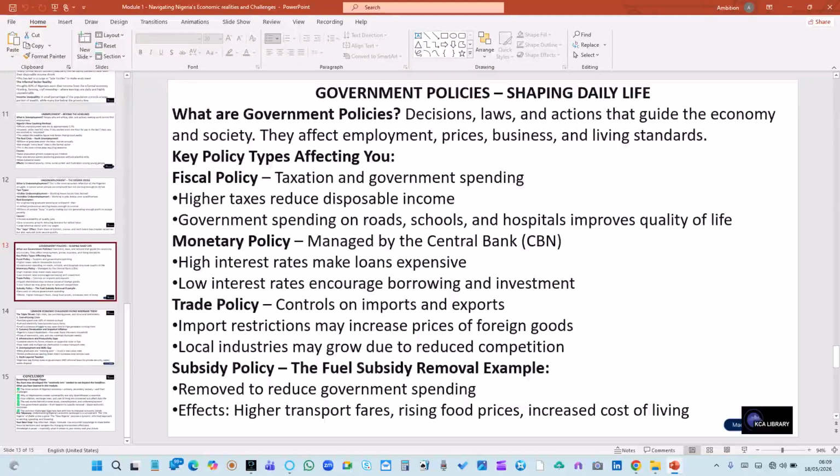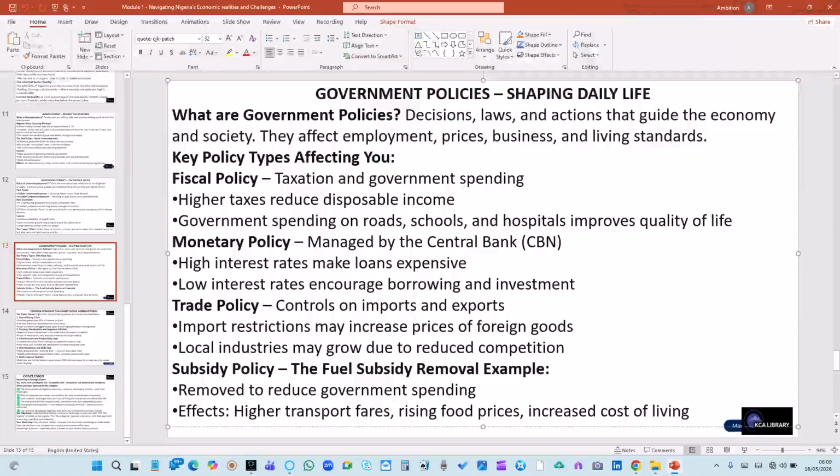Another policy that is affecting you is the monetary policy, which is managed by the Central Bank of Nigeria. Higher interest rates make loans expensive, while low interest rates encourage borrowing and investment. Then we have trade policy that controls imports and exports. Import restriction may increase the price of foreign goods. Local industry may grow due to reduced competition.